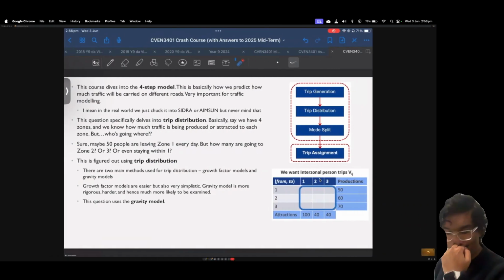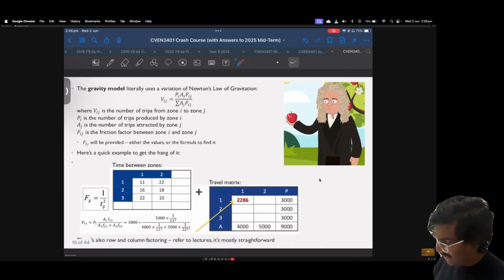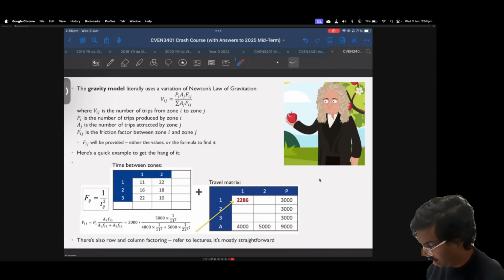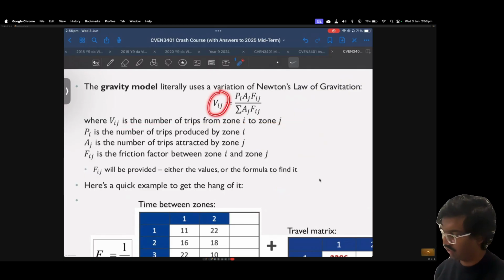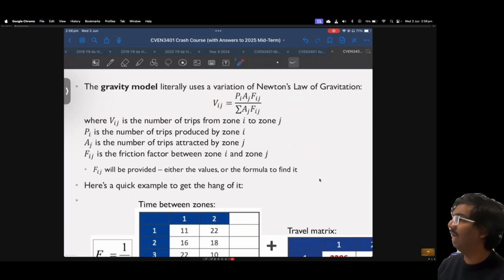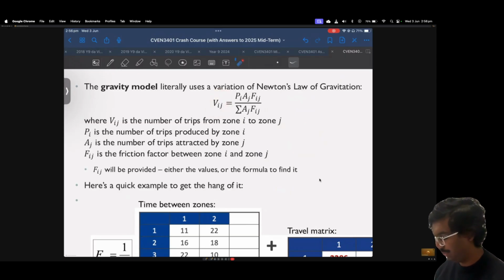45. Okay. Cool. So, the gravity model literally uses a variation of Newton's law of gravitation. Okay. So, I'll explain the formula to you. Let's zoom in. So, V equals P times A times F over the sum of A times F. So, V is the number of trips from zone I to zone J. All right, that's what we're looking for. We're trying to figure out how many people are going from Bankstown to Liverpool each day, for example.